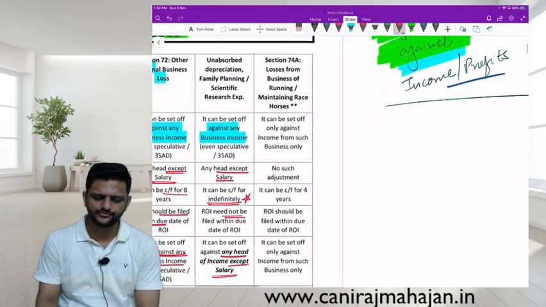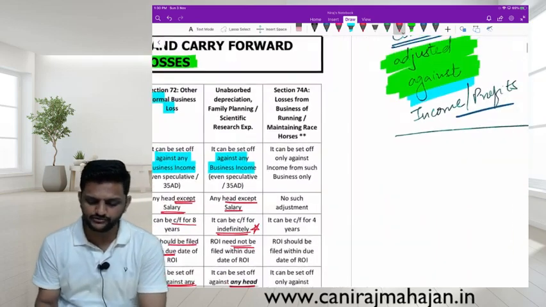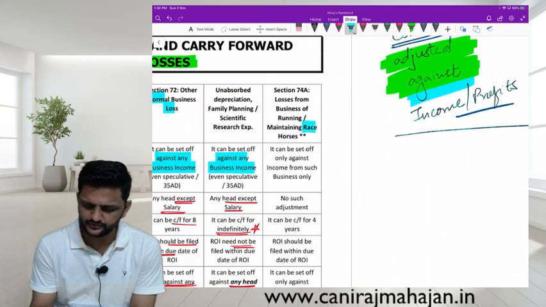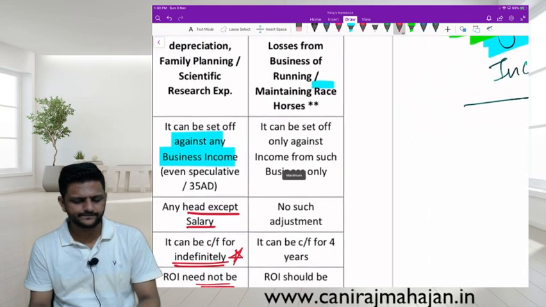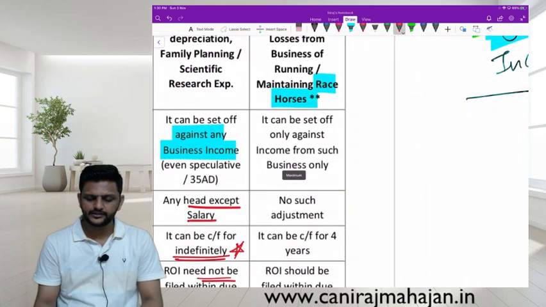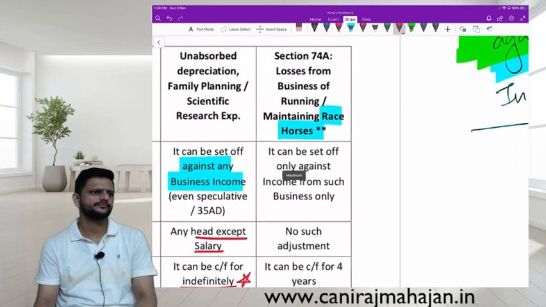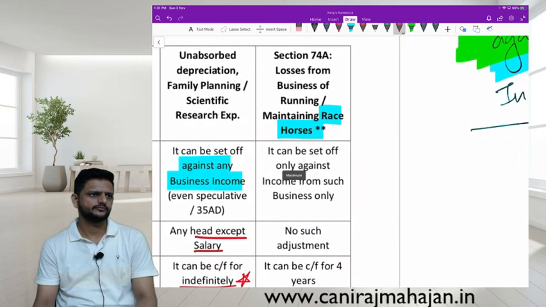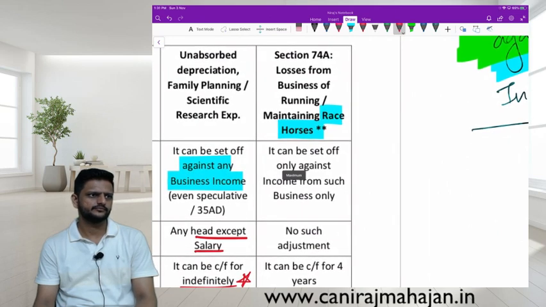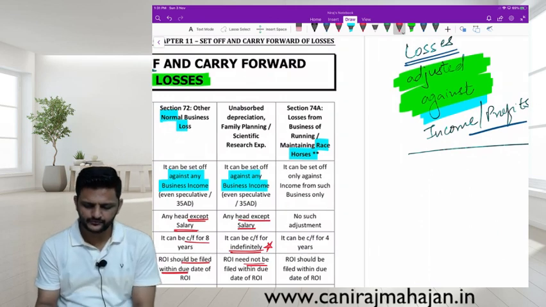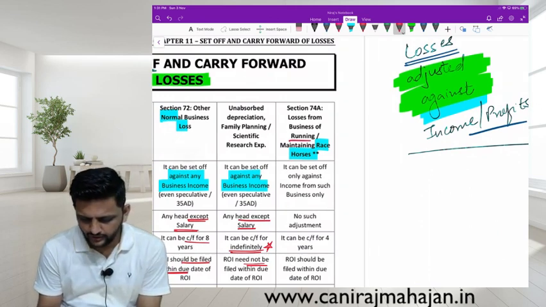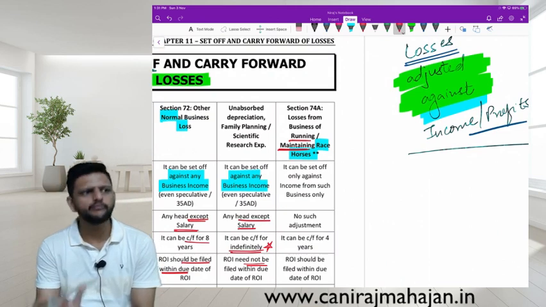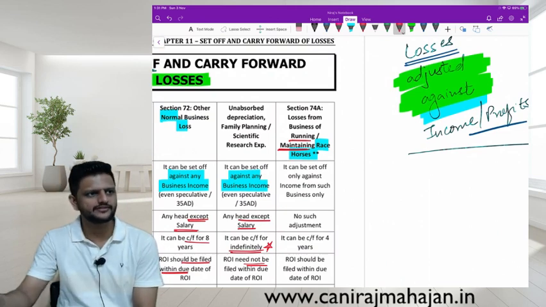74A, losses from business of running or maintaining race horses. Okay. Is it winnings from race horses? Losses. Maintaining and owning. Okay. Running or maintaining. Running of horse, no. Running of business. Business of running of horses. Correct?